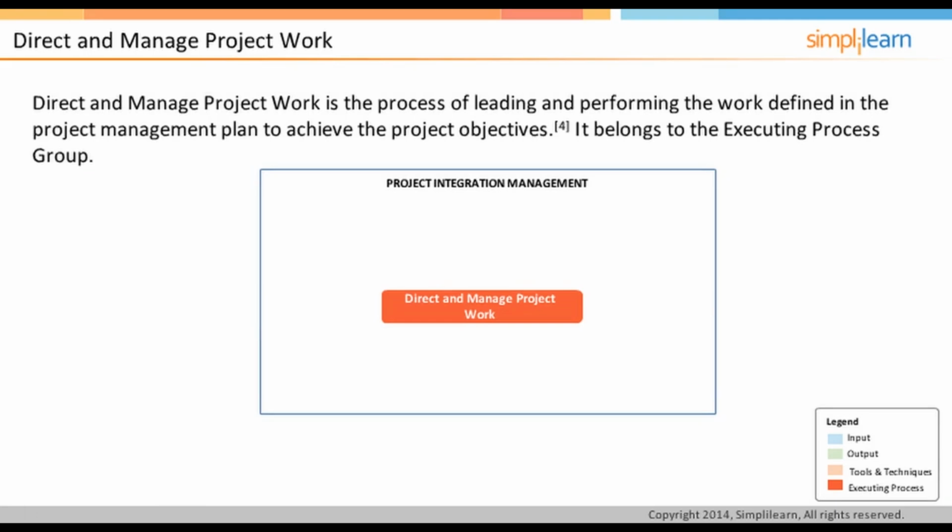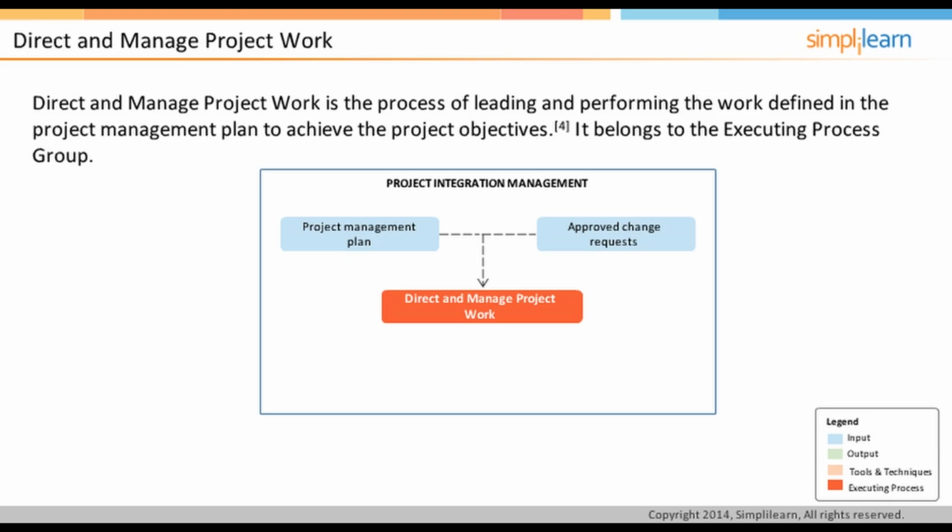Direct and manage project work is the process of performing the work defined in the project management plan to achieve the project objective. This process marks the performance and completion of activities in a project. The input to this process is obviously the project management plan, since the project is executed as per the project management plan. The other inputs to this process are any approved change requests that need to be implemented.